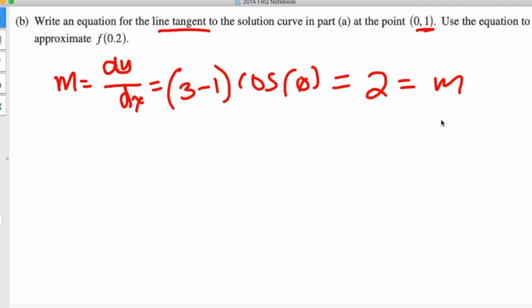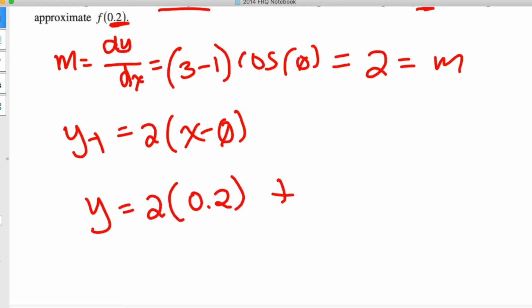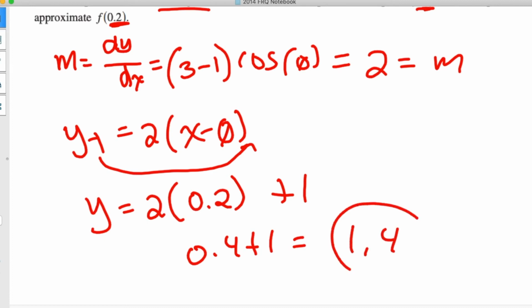So we want to write the equation of that line. y minus y1, which is 1, equals m, our slope, 2, times x minus 0. And we basically just want to plug in 0.2 for x. So y is equal to 2 times 0.2 plus 1, just taking this 1 right here and adding it over to the other side. So 0.4 plus 1 gives you 1.4 for your final answer there.